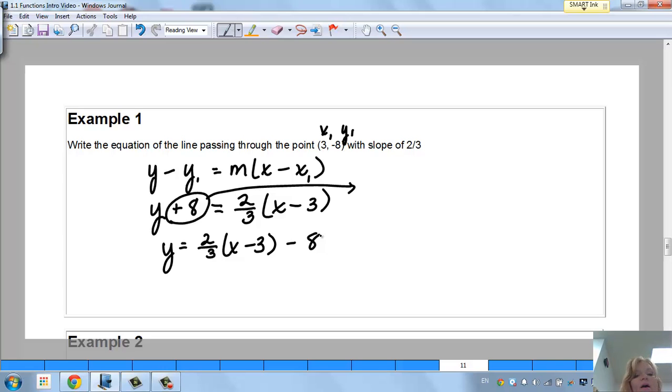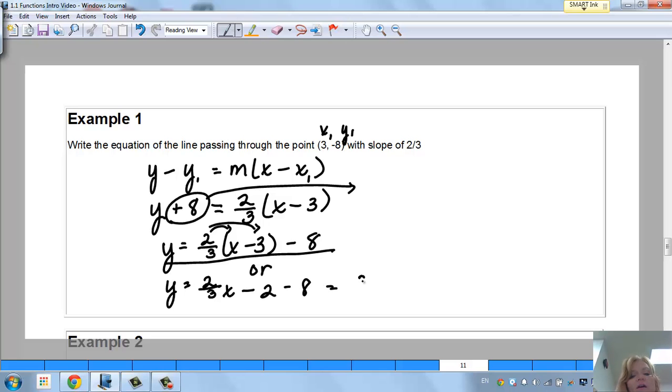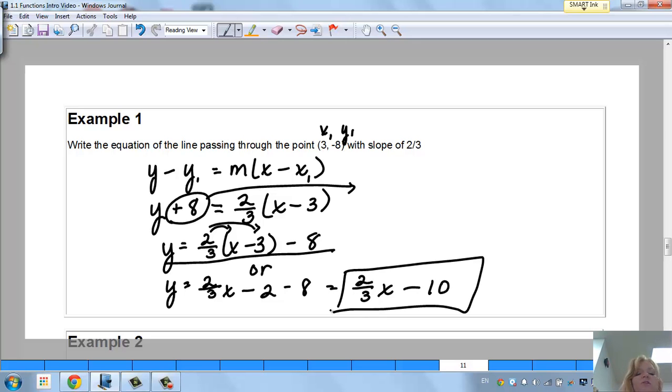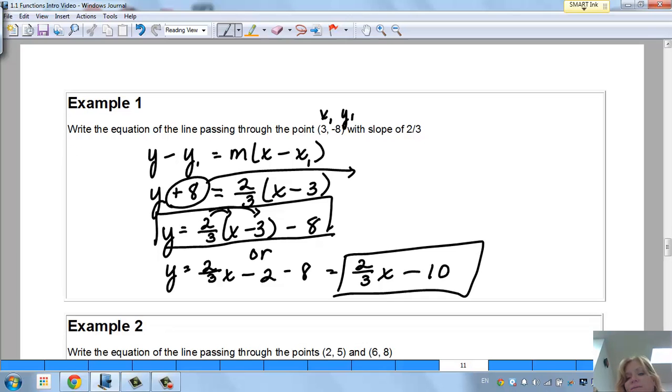So you can leave it this way, 2/3 x minus 3, and then have the -8, which is fine. I would accept that. Or if you multiplied this all the way through, like did the distributive property, you'd have 2/3 x minus 2 minus 8. So then you'd get 2/3 x minus 10. When you do that, you've just made the y-intercept -10 and the slope 2/3. So this right here and this are the same equation. This is just written in a different form. This is point slope and this is slope intercept. But it's the same line. If you were to graph it, you get the same darn line.